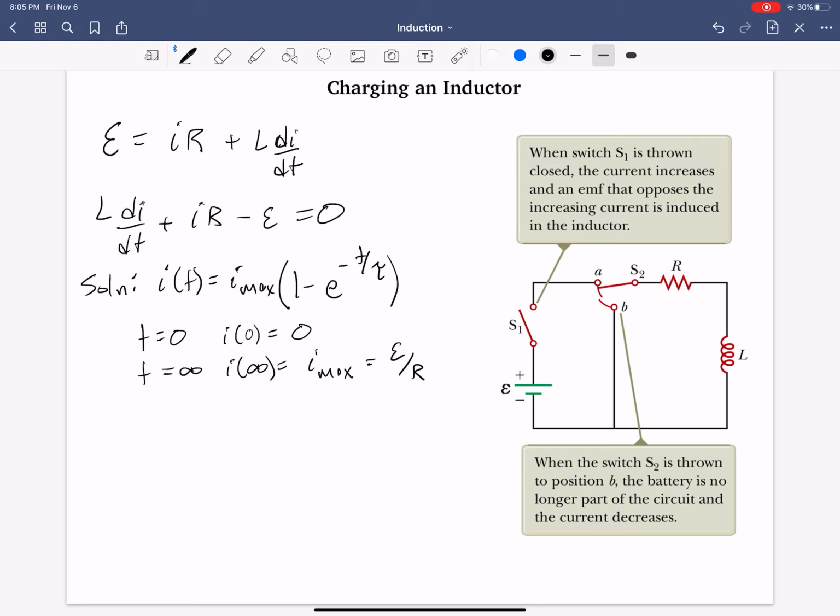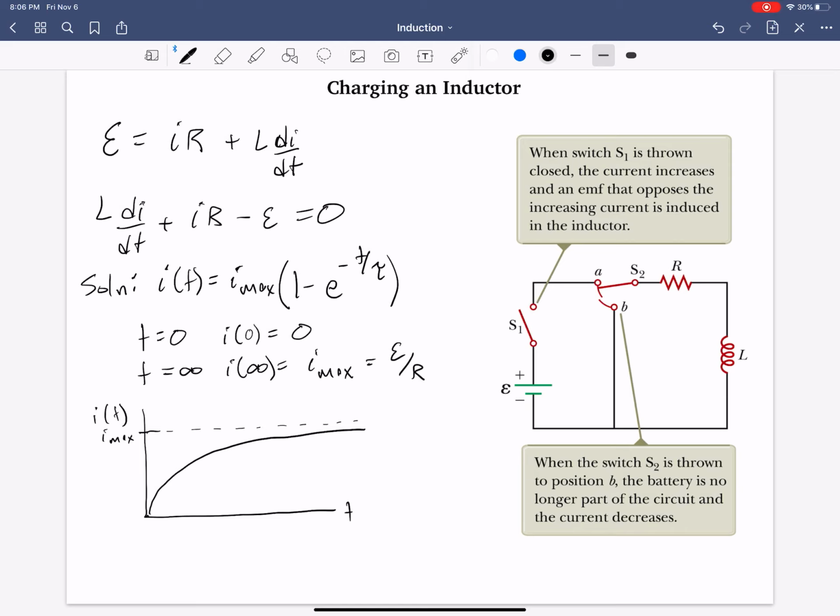Okay, so if we were to graph this, let's see what happens. Oops, I need more room than that. If we were to graph this current as a function of time, starting at 0 is 0. At infinity, it's some maximum current, so I max. It's an exponential, so it has to look something like this. It asymptotically approaches the maximum value.